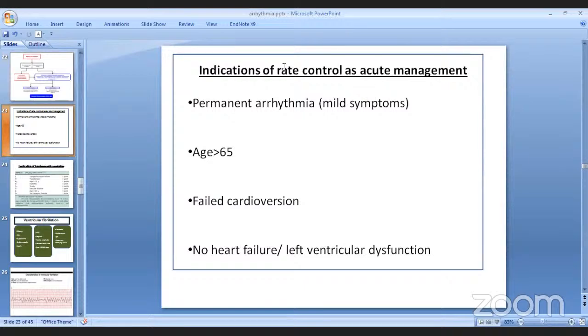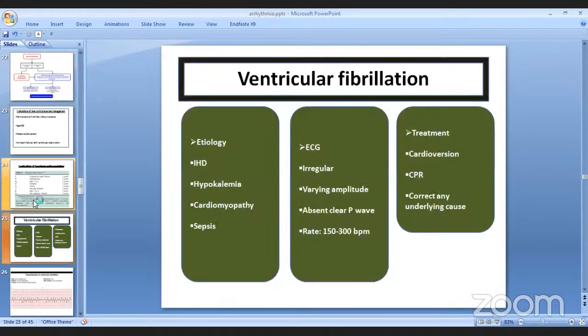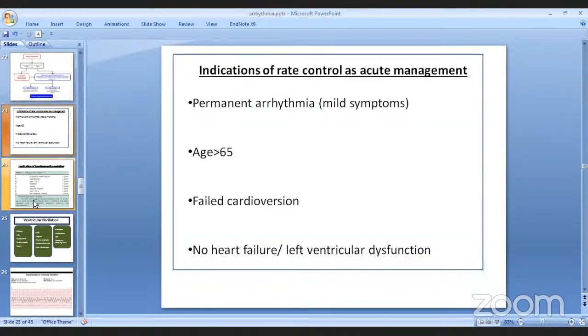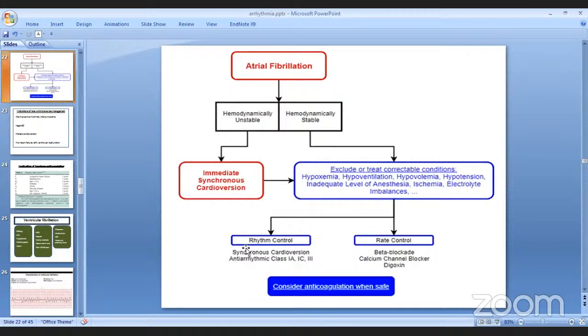We are going to give rate control. If the age is greater than 65, maybe he will not be able to handle the shock, right? Especially failed cardioversion. If the cardioversion fails, then obviously we are going to have to revert back to the medical treatment. And this is heart failure, the left ventricular dysfunction. If no heart failure and no left ventricular dysfunction, then we are going to give rate control. But if there is an adverse effect in a patient, we can also give rate control. We do not have to just give rhythm control.